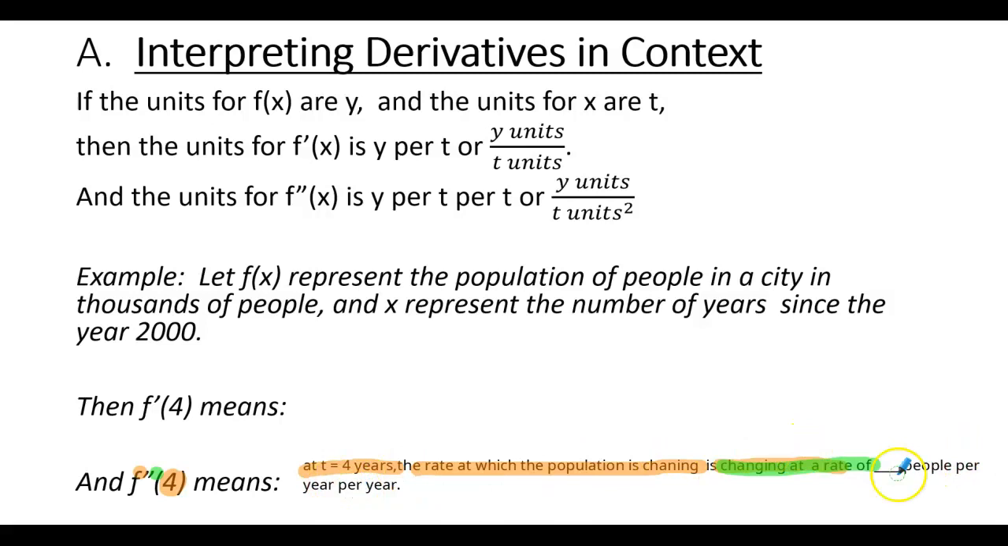At a rate of blank people per year, because it's people over year squared, right? So you say per year. So that's how you interpret derivatives in context, okay?